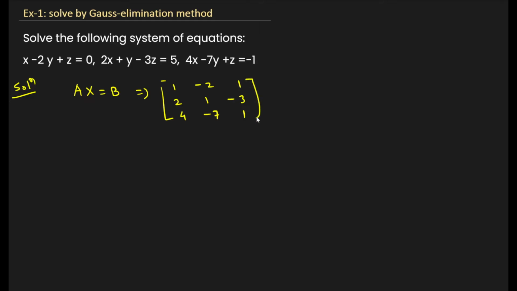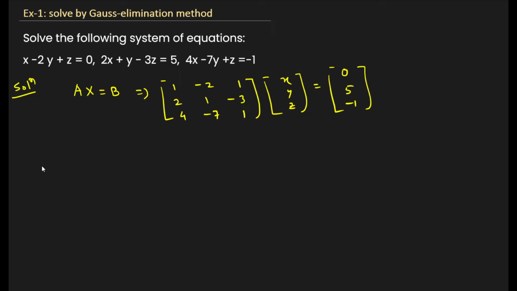So this is our A, and then x. Here we have 3 variables, x, y, z. And finally on the right hand side, what are the constants? 0, 5, and then what? Minus 1. So this is our step 1, where we reduce the system of equations into matrix form, ax equals b. ठीक है, so matrix form में आ गया ये.